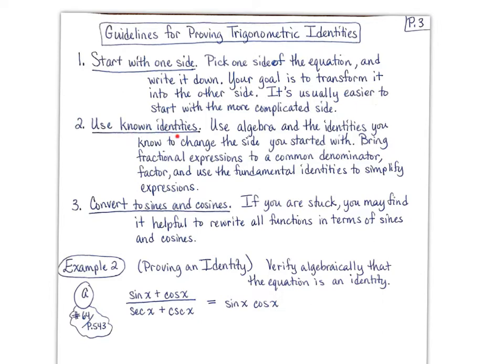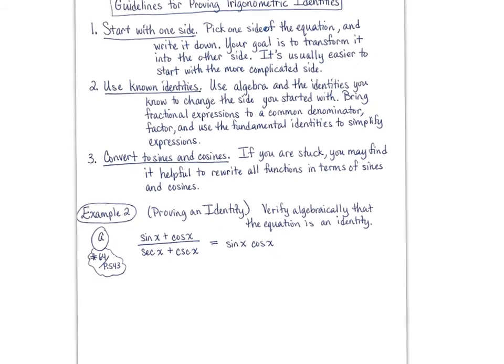2, use your known identities. I got ahead of myself and said that already. Use algebra and the identities you know to change the side you started with. Bring fractional expressions to a common denominator. Factor. And use the fundamental identities to simplify expressions. 3, convert to sines and cosines. So if you get stuck, you may find it helpful to rewrite all of your functions in terms of sine and cosine, because then it'll be something that you're familiar with and you can see cancellations better. So always revert to that if you get stuck. Okay? So let's look at an example.